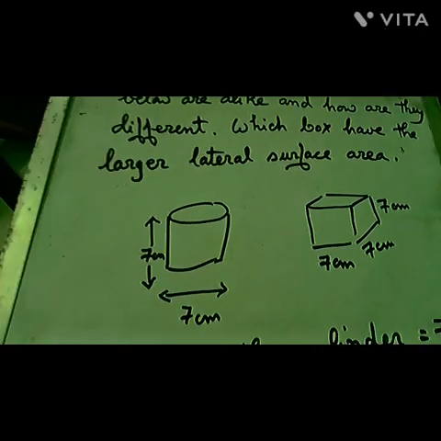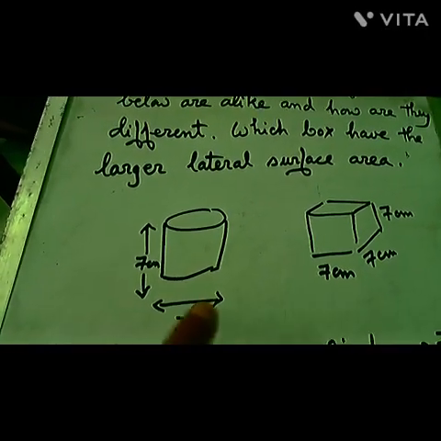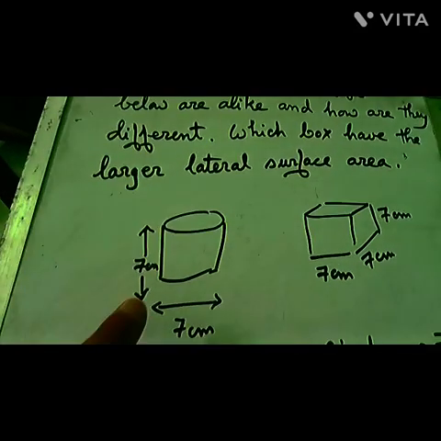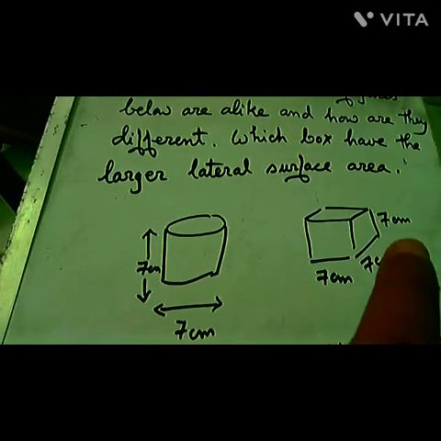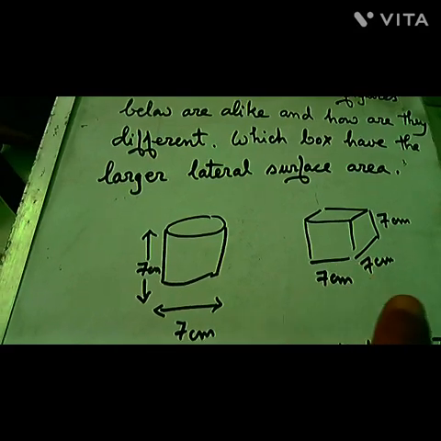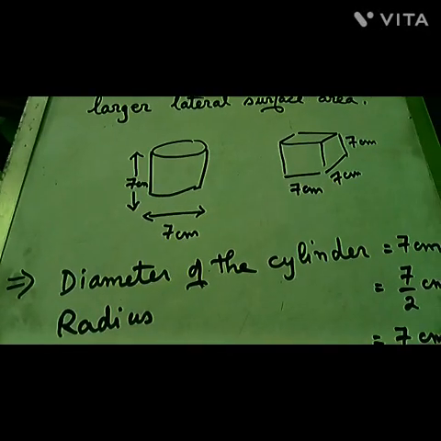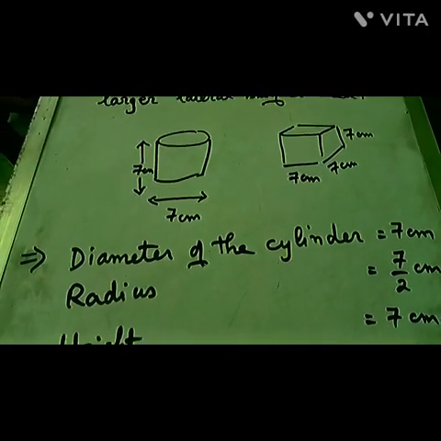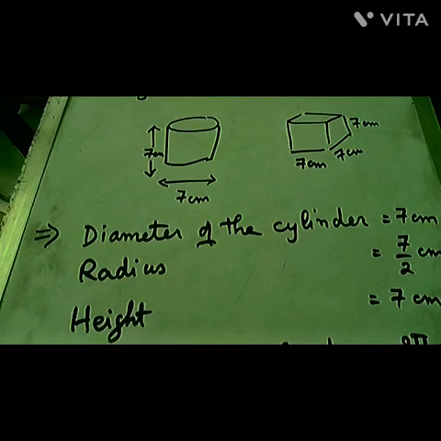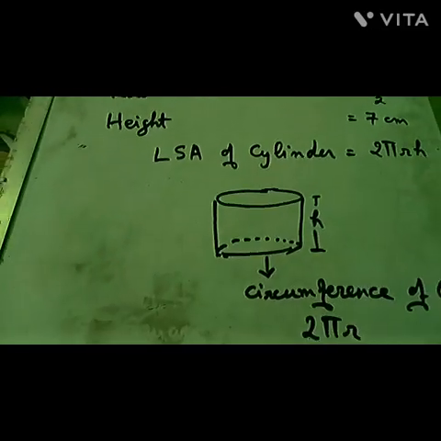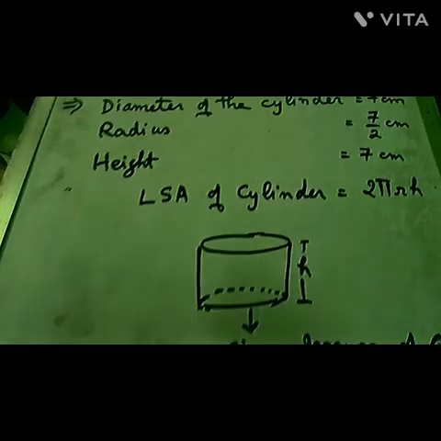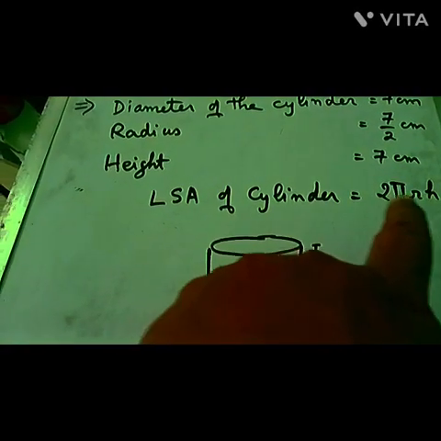So there's a cylinder, whose base diameter is 7 centimeter and height is 7 centimeter. What is its base? It means the diameter is 7 centimeter. And this is a cube with all sides 7 centimeter. So the diameter is 7 centimeter, the radius is 7 by 2 centimeter, the height is 7 centimeter. So for the lateral surface area, I've been given the diameter. The formula for the LS of a cylinder is 2 pi r h.